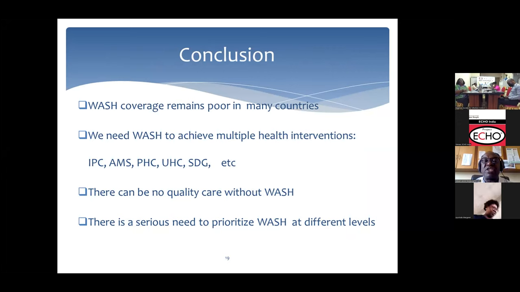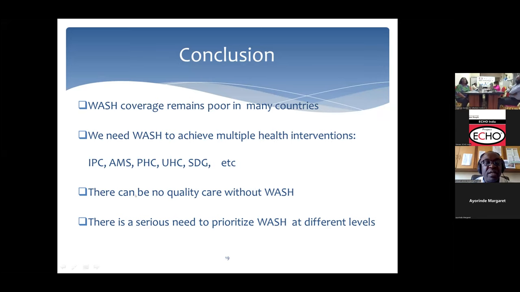I am sure it's the same thing in Nigeria. I am sure it's the same thing in Central African Republic. I am sure these results will reflect the same thing in many African countries. Now, the second thing we want to highlight here is that we need WASH to achieve multiple health interventions. We've heard about universal healthcare, we've heard about sustainable development goals, and if we do not have WASH, all of these global health interventions are not going to be achieved.